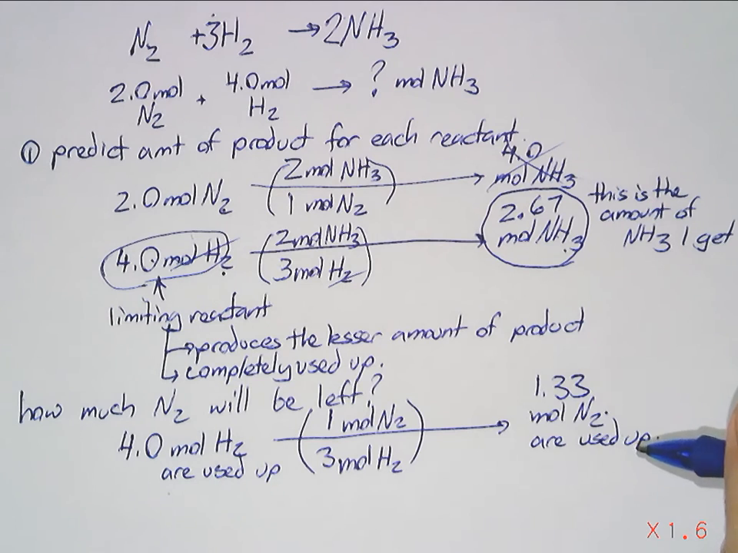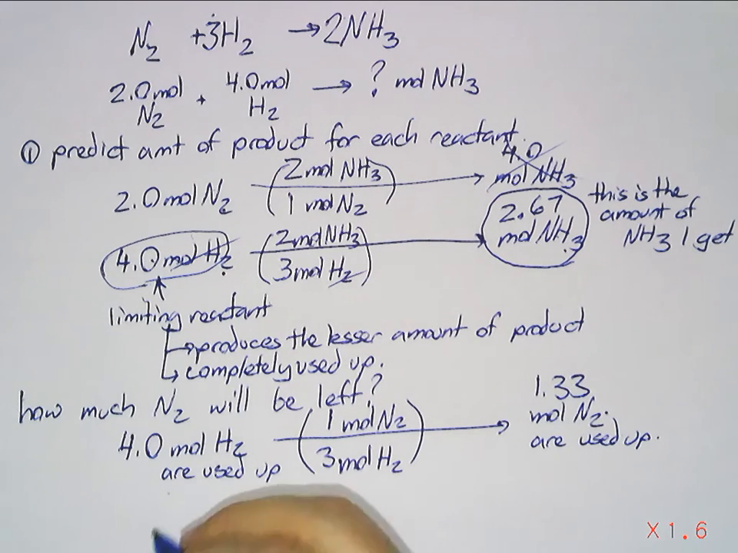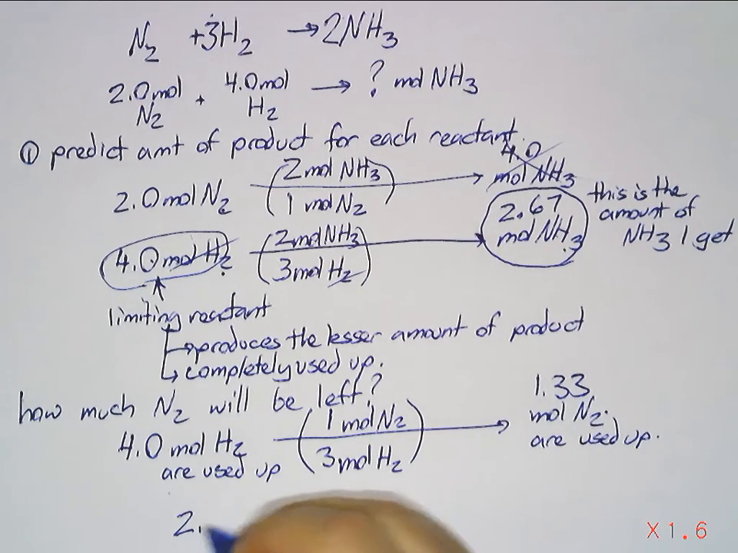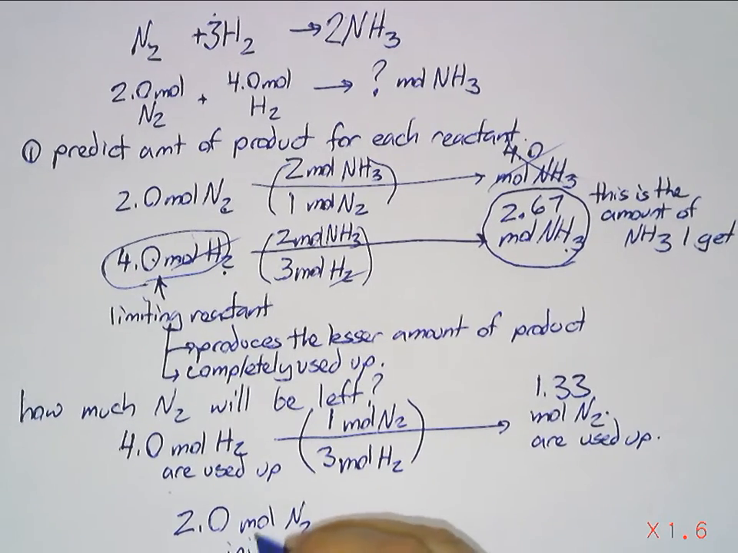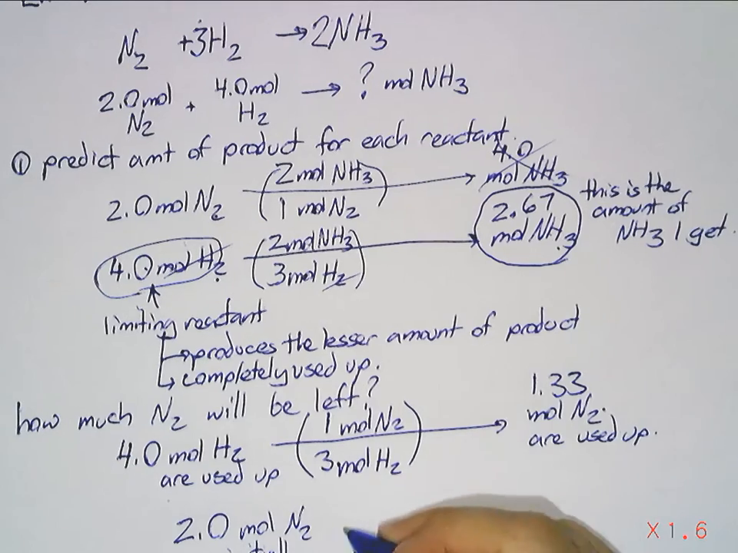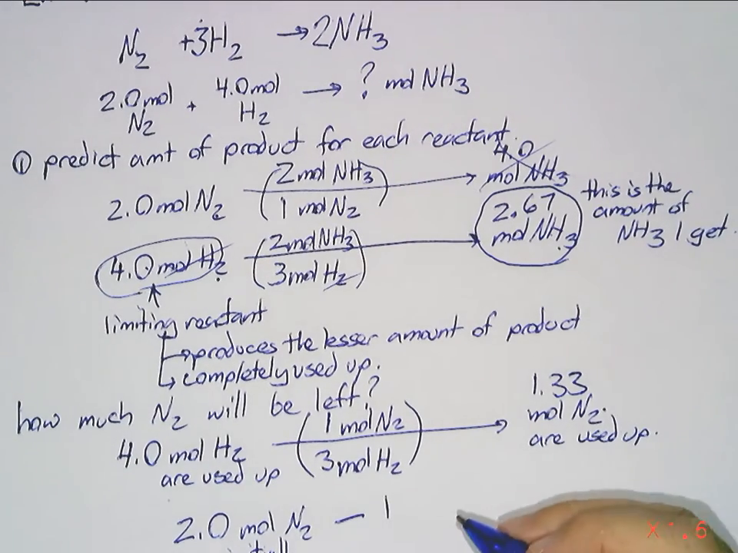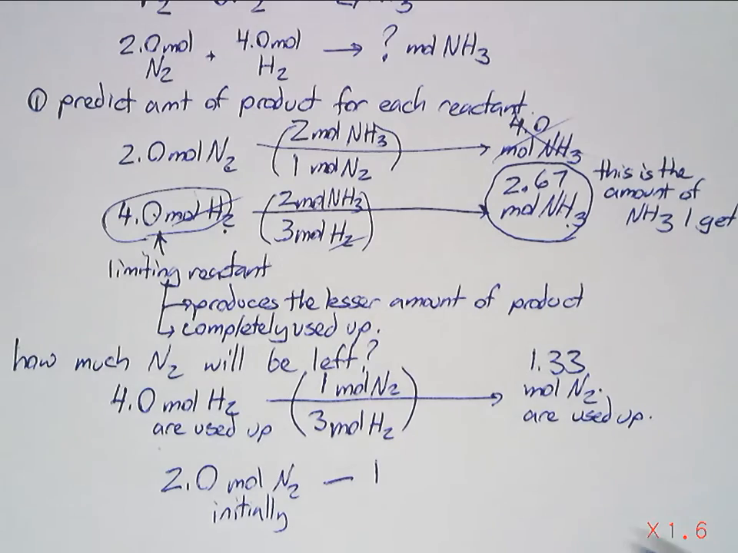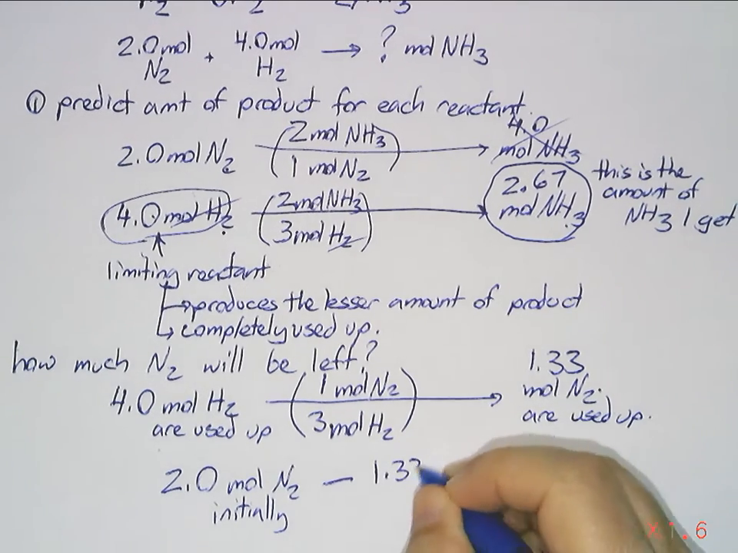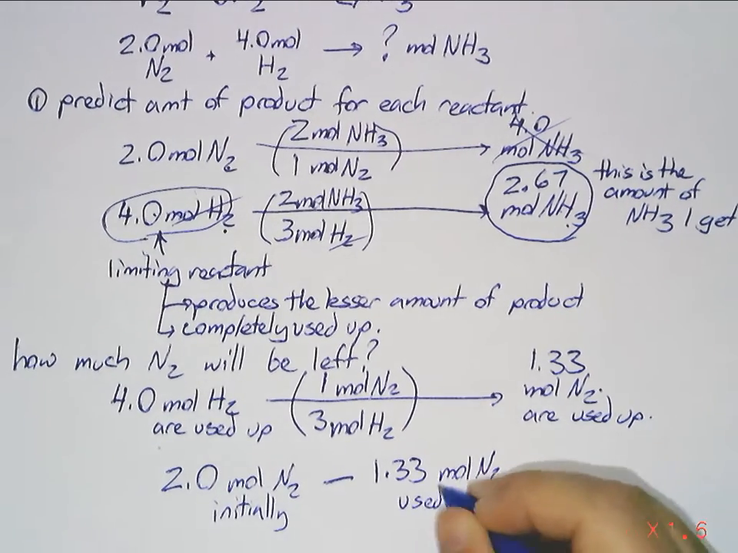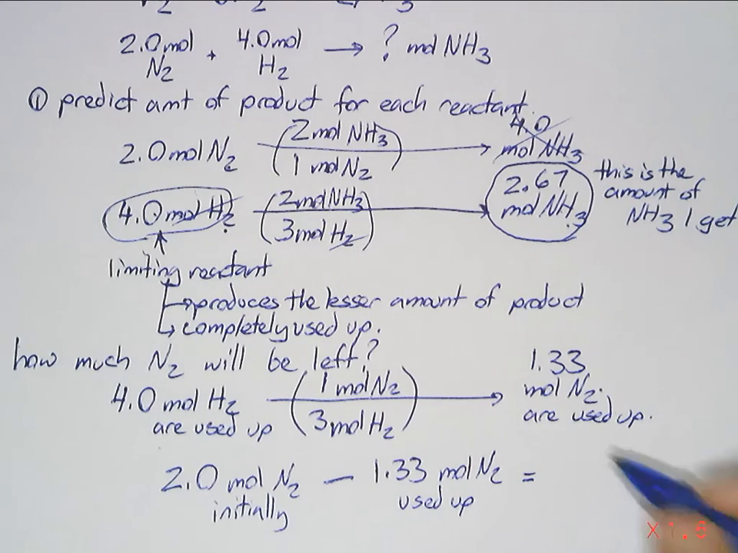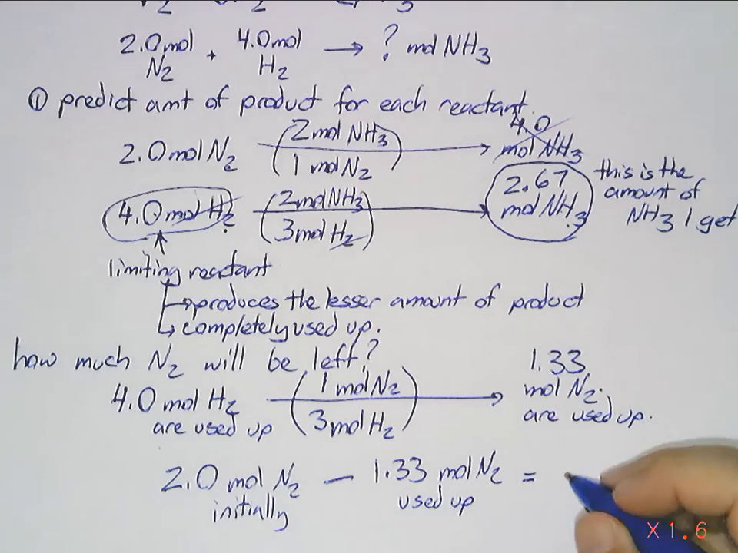That's how much N2 is used up, but we want to know how much is left. Now, we initially had how many moles? 2? So if we subtract the amount that was used up, that's going to give us the amount that's left over. Okay? So what is it, like 0.67?